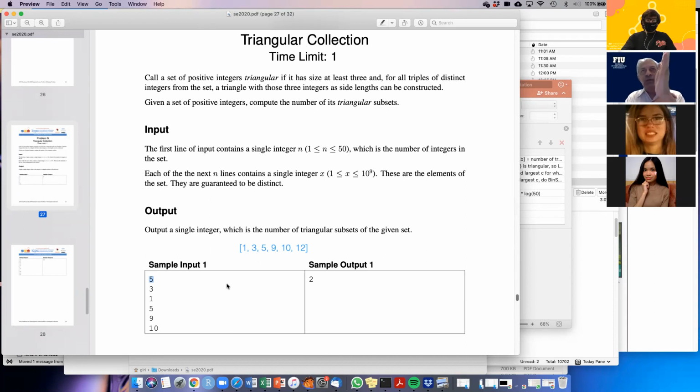Clearly with 1, you cannot have 3 as your next smallest item. You cannot have 1 and 5. You cannot have 1 and 9. And you cannot have 1 and 10 as well. So pretty much with 1 as the smallest item, you can't have any of the other guys. So next we move on to 3. With 3 again, 3 and 5 doesn't work out. 3 and 9, 3, 9, and 10 would work out, but not 3, 9, and 12.